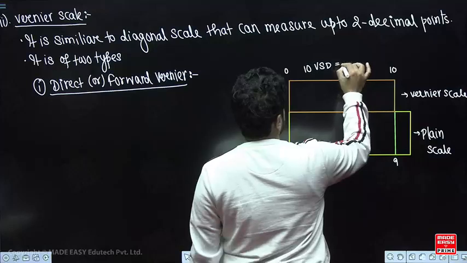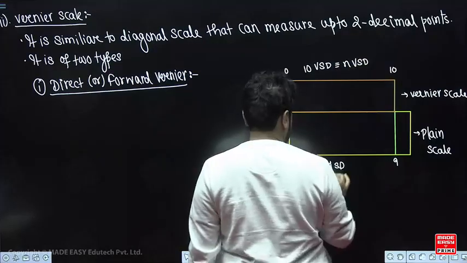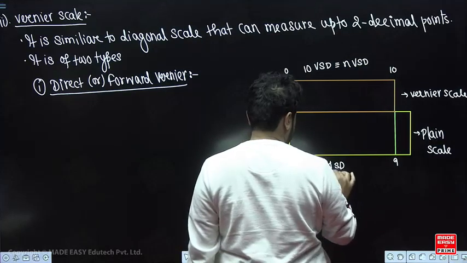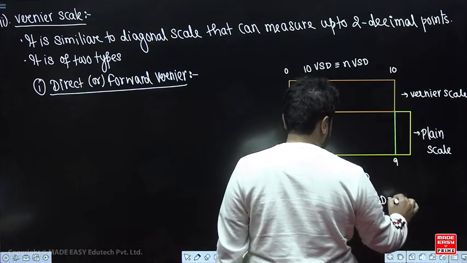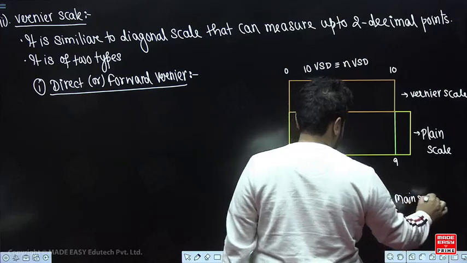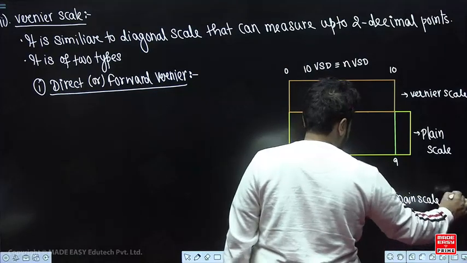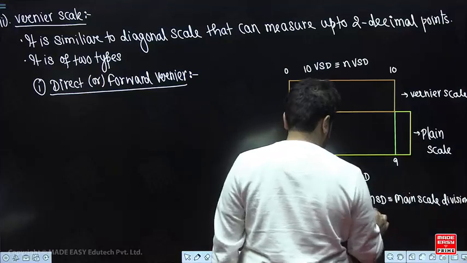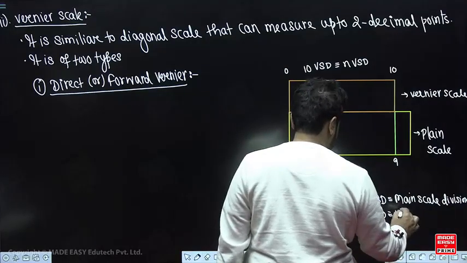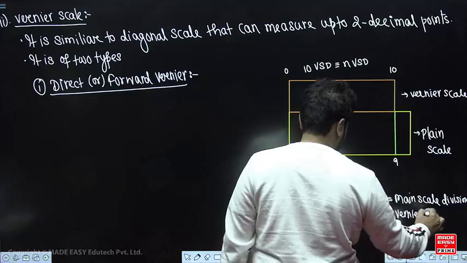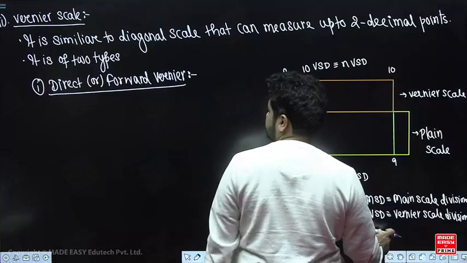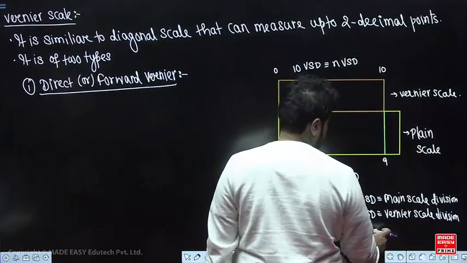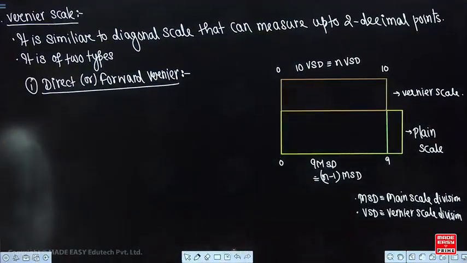So if I consider this to be suppose n VSD, so this will be how much? It is your n minus 1 MSD. Right. So what is MSD? MSD is your main scale division. Correct. And what is VSD? VSD is your vernier scale division. Main scale division and vernier scale division. Correct.